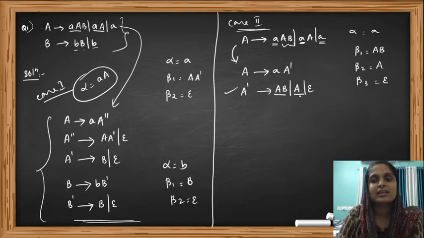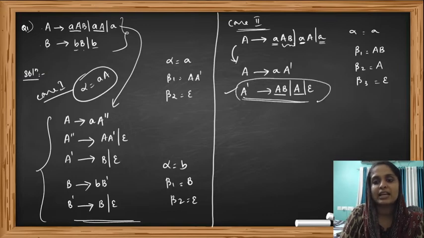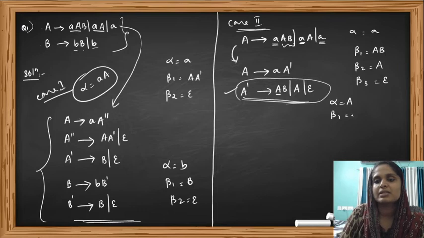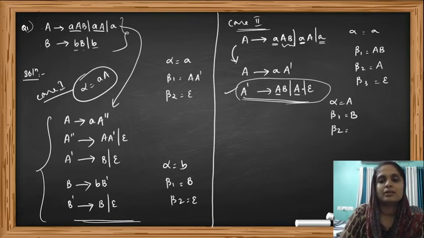That is, we can consider alpha as A, right? So again, we have to eliminate left factor from this A dash. So how can we convert it? We have to consider alpha as A. So beta 1 means whatever comes after alpha is our beta 1, that is capital B. And beta 2 means what comes after capital A is our beta 2. But here there is nothing, so we can write beta 2 as epsilon.